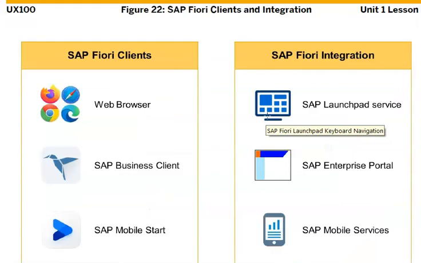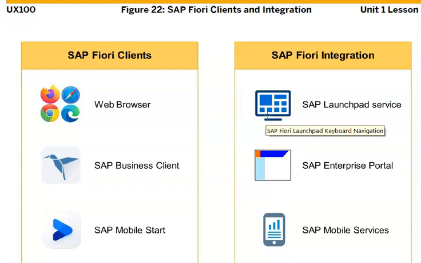Here you can try it out. And a Fiori application can be seen on any of the web browsers. You can open the Fiori clients from business client or mobile stack as well. So if you install SAP Mobile Start on your Android phone, you can just type SAP Mobile Start in the Google Play Store, and you can actually install that.